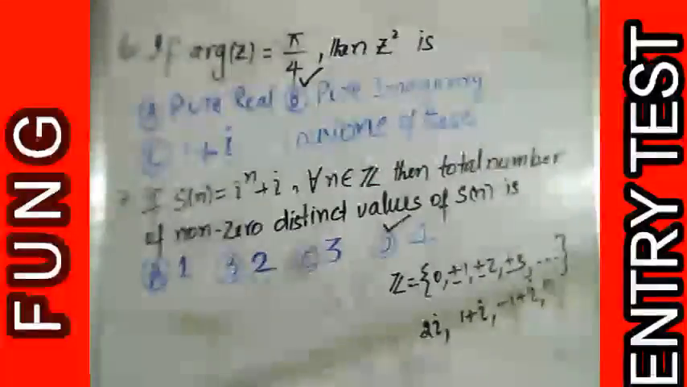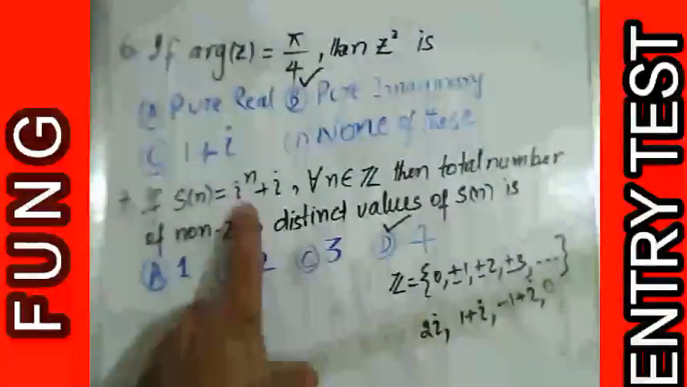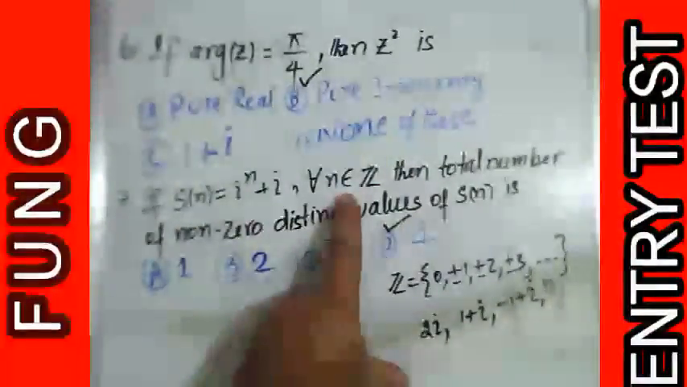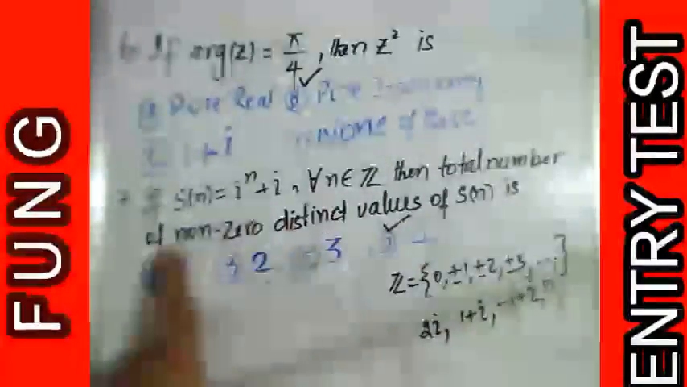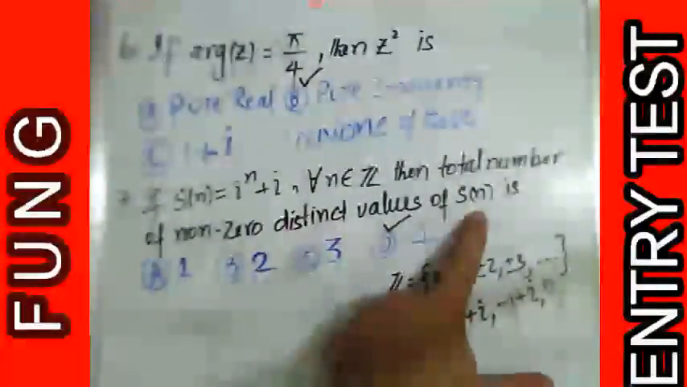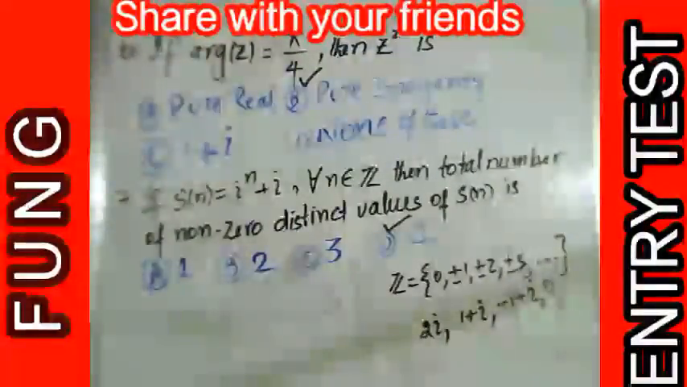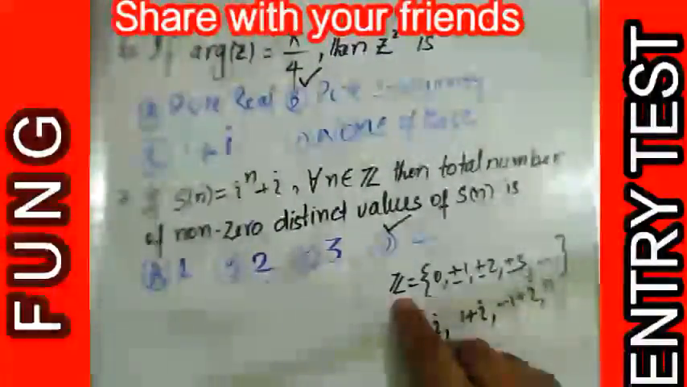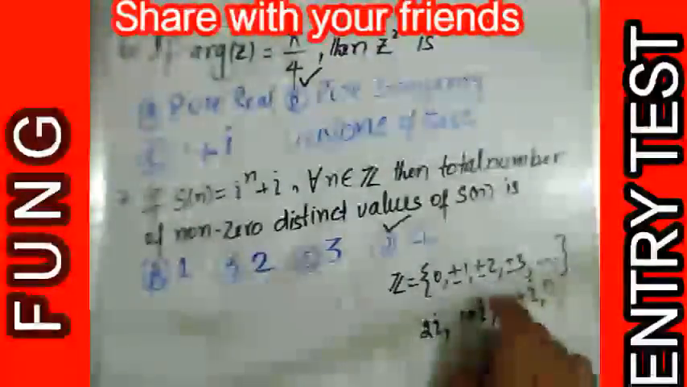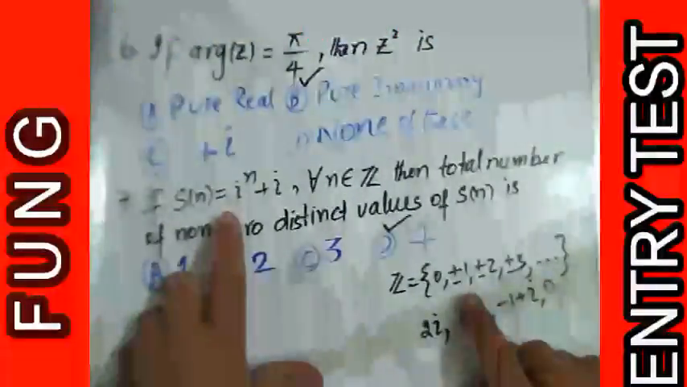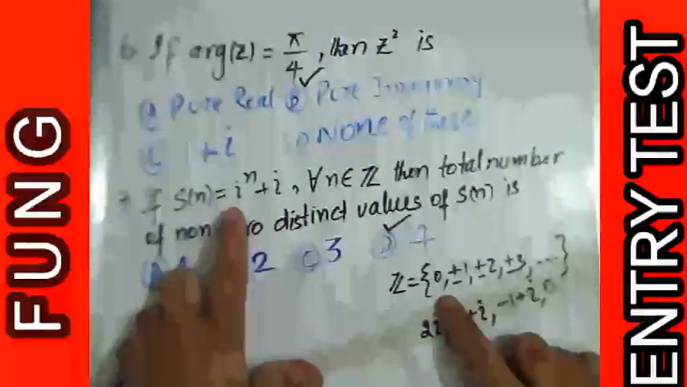Now dear student, we talk about this. If Sn is equal to iota power n plus iota for all n belongs to the set of integers, then the total number of non-zero distinct values of Sn is 1, 2, 3, 4 are the options. So let us look at it. The set of integers is 0, 1, 2, 3, plus minus and so on. From here we have to substitute values.